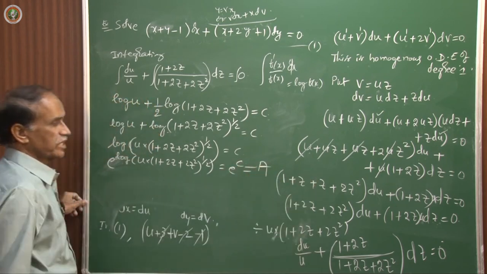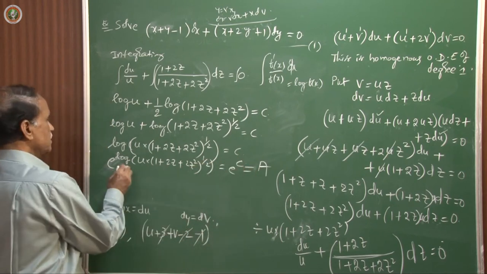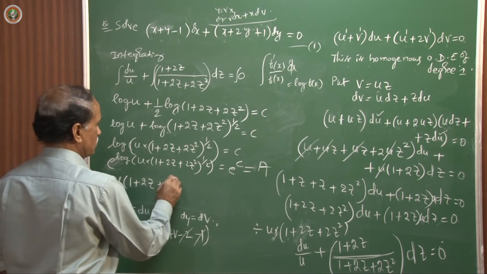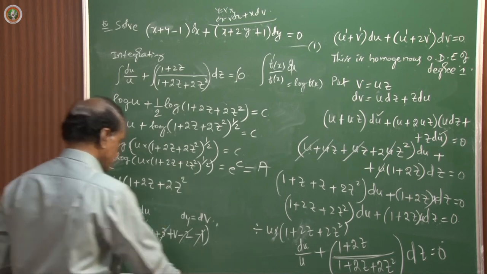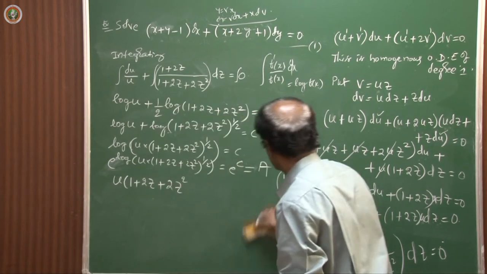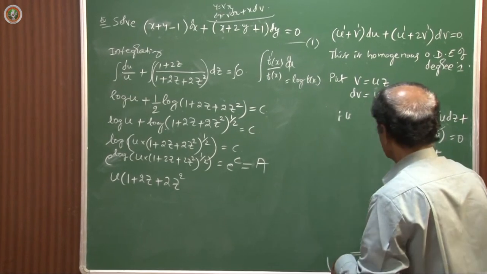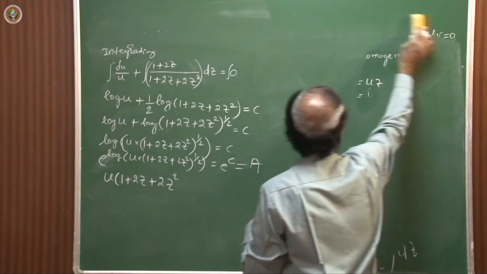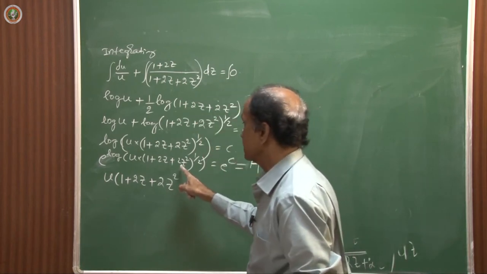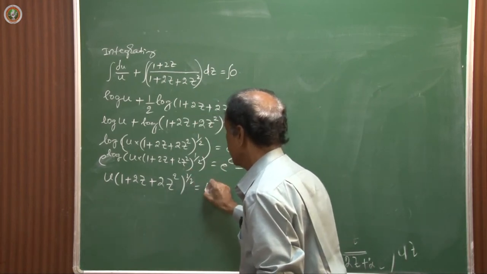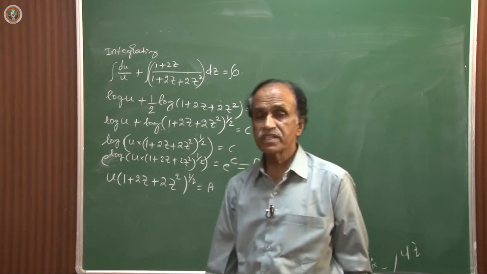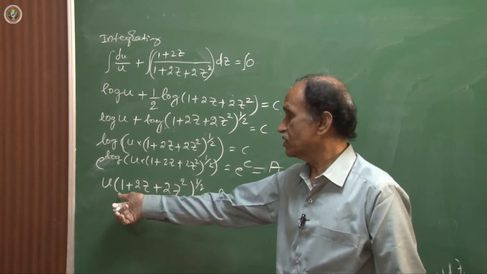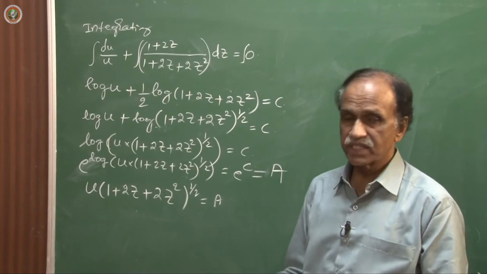This you can call some capital A, that is also a constant. Then e to the power log x is x, therefore u into (1 plus 2z plus 2z square) whole to the power half is equal to constant. This is your final answer, but it is not the final one, because you are given not u and v or z, something like that.